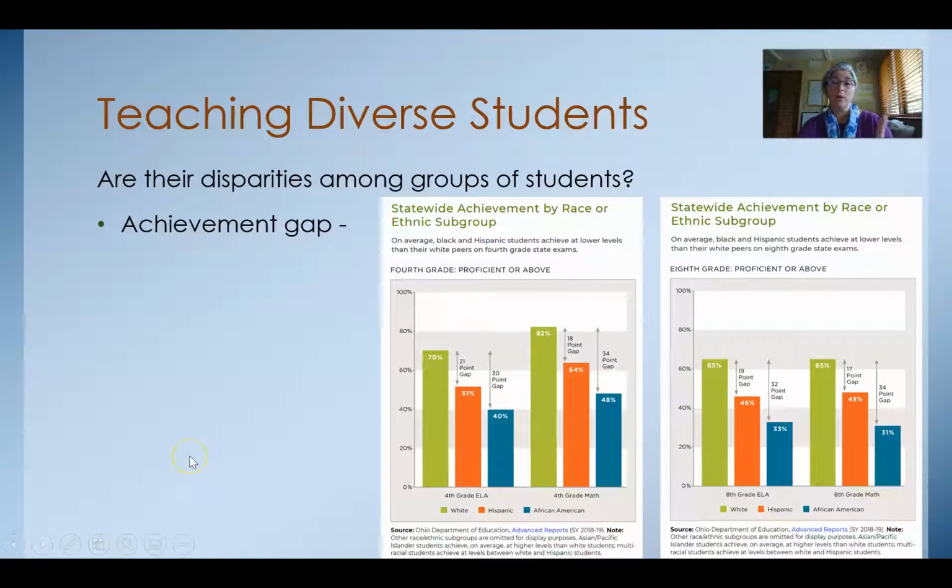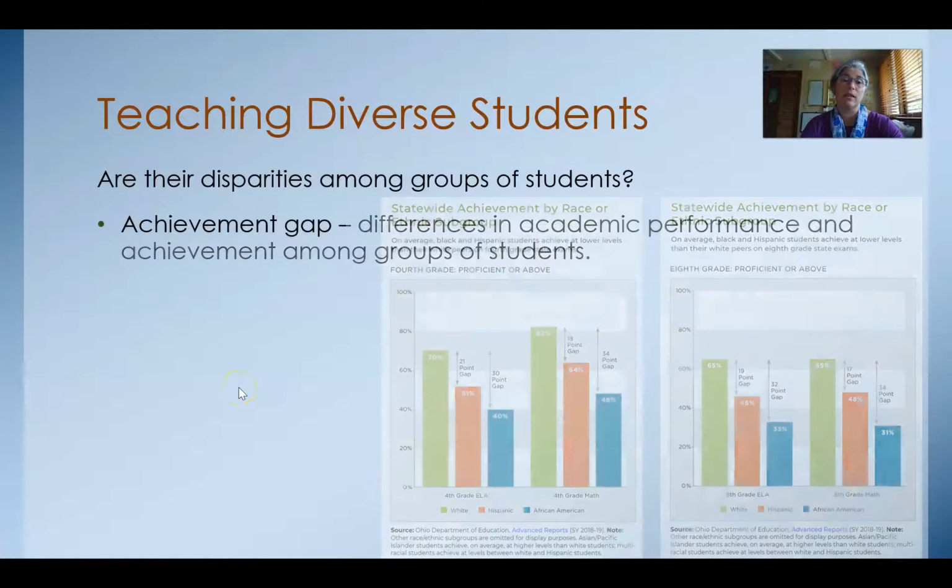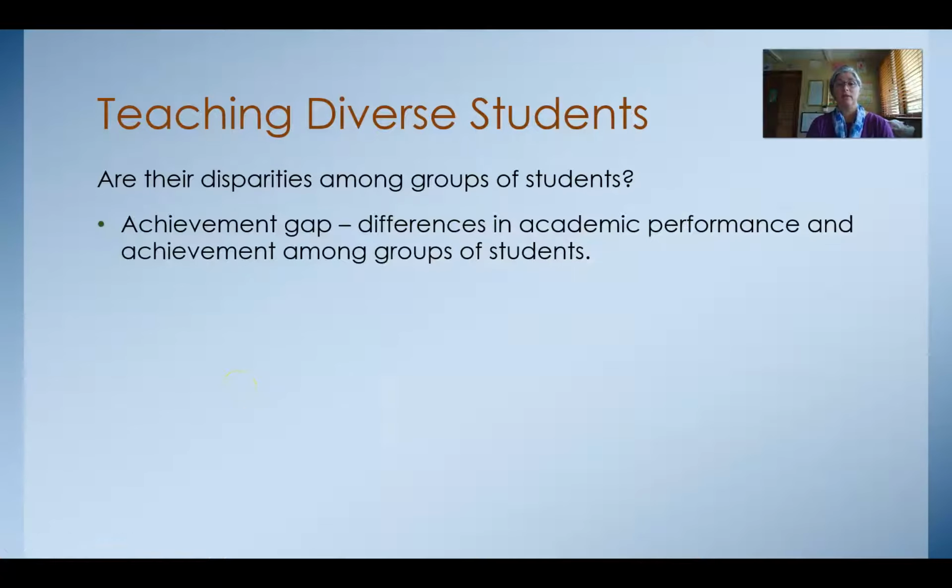So here, this is for Ohio. I like, when possible, to show you what's happening in your state. This first chart is for fourth graders, and you can see the gap between the white students, which are the green columns, the Hispanic students, and the African American students. The second chart over here is for your 8th grade students, and here you can also see a very similar gap between how white students are scoring and the minorities in your classroom. So what is the achievement gap? The difference in academic performance and achievement among groups of students in your classroom. It is real, it is important.